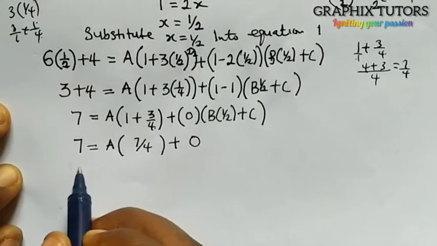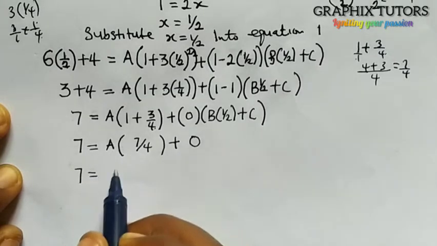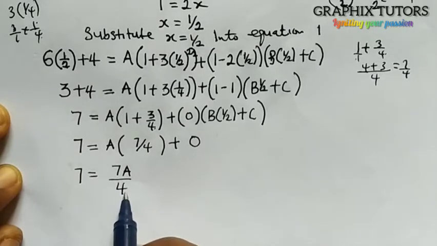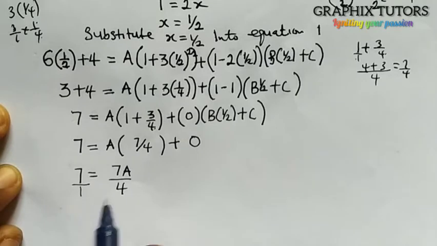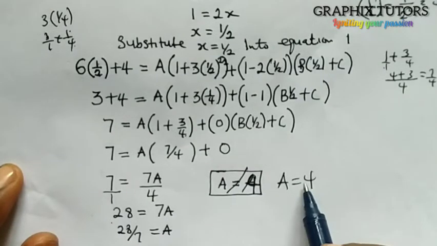We are moving forward from this point here. We will say that 7 is equal to a times 7, which is 7a all over 4. Now if you cross multiply, because this 7 is like saying 7 over 1, 4 times 7 is 28, equals 1 times 7a is 7a. Now if you divide both sides by 7, we'll be having 28 over 7 is equal to a. So meaning that our a is equal to 4.